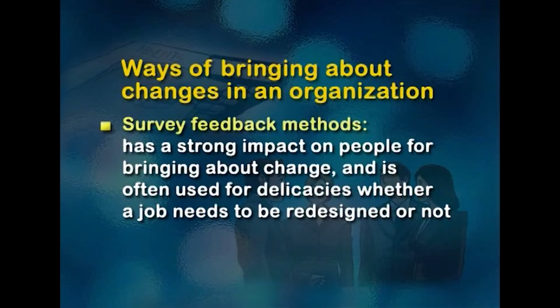Then the fifth way is group dynamic training, where all the employees are involved in bringing about different changes. Then the sixth way is survey feedback methods. These survey feedback methods have a very strong impact on people for bringing about changes and are often used to decide whether a job needs to be redesigned or not. Then the seventh way is structural change, which is the basis for redesigning jobs. When the learning process lasts for more than a few days, we say training is taking place.